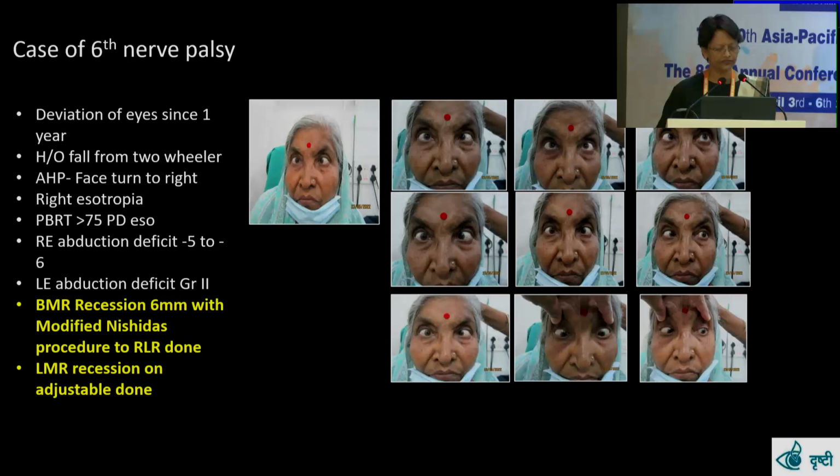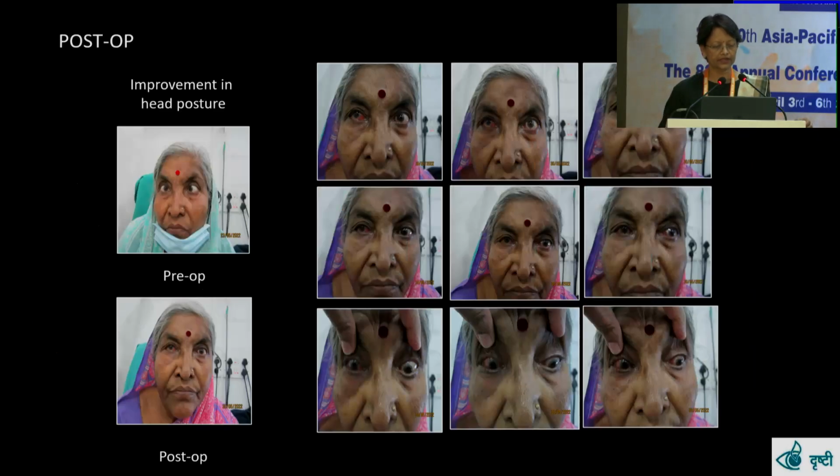Now this was a case of sixth nerve palsy. She had a history of trauma and had a bilateral sixth nerve palsy, asymmetric. Right side was more and left was less, and she had a significant head posture because of the large angle esotropia. So we subjected her to bimedial recession with modified Nishida's to the right eye, and in the left eye the medial rectus we had kept on adjustable suture. So this corrected her primary position deviation. Her head posture was significantly corrected, though some abduction deficit remained.